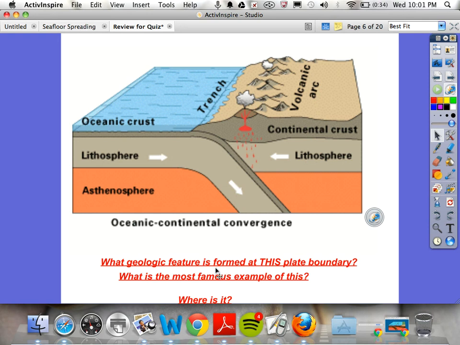And what is the most famous example of this? The Andes Mountains. Where are they located? They are located between the Nazca plate boundary and the South American plate boundary, and they are in South America. Let's watch a short video clip.